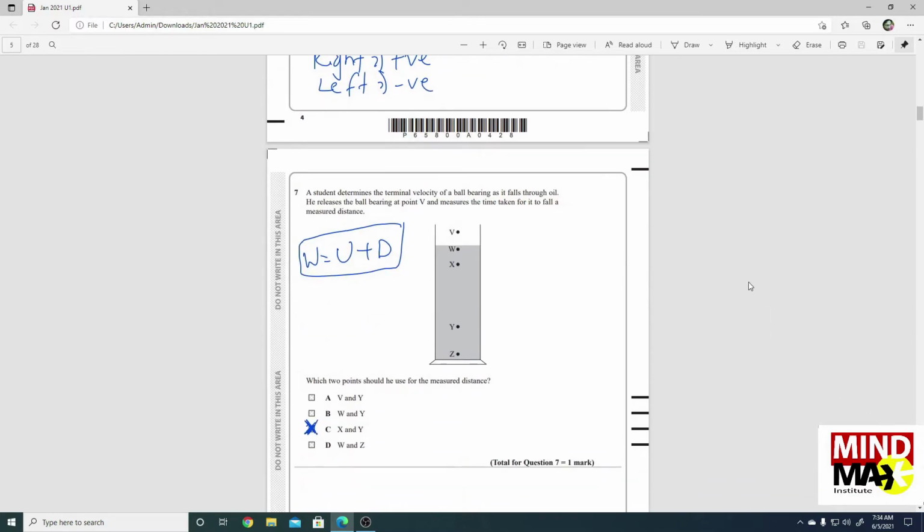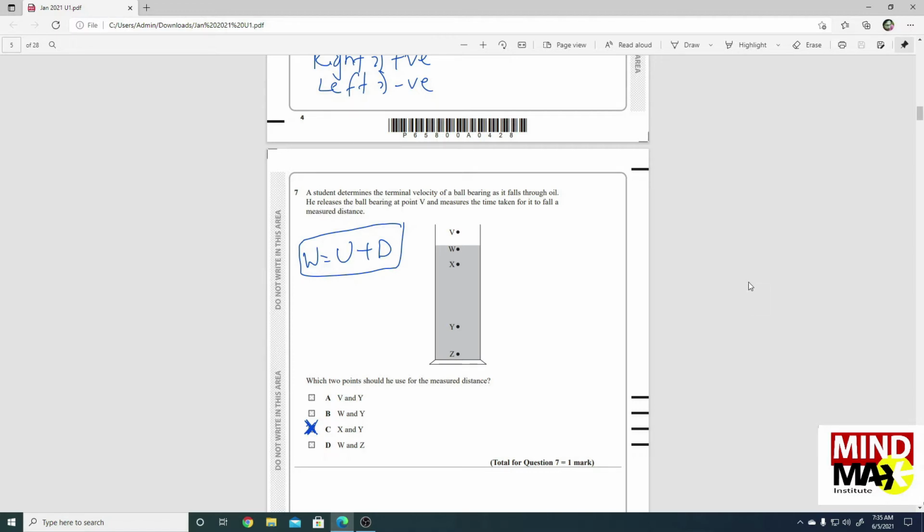Number 7, a ball is falling through oil. Here, the weight would become equal to the addition of the upthrust and the drag force. If we wish to find the terminal velocity: between V and W, it hasn't even reached the oil. Between W and X, it has just started to flow through the oil.